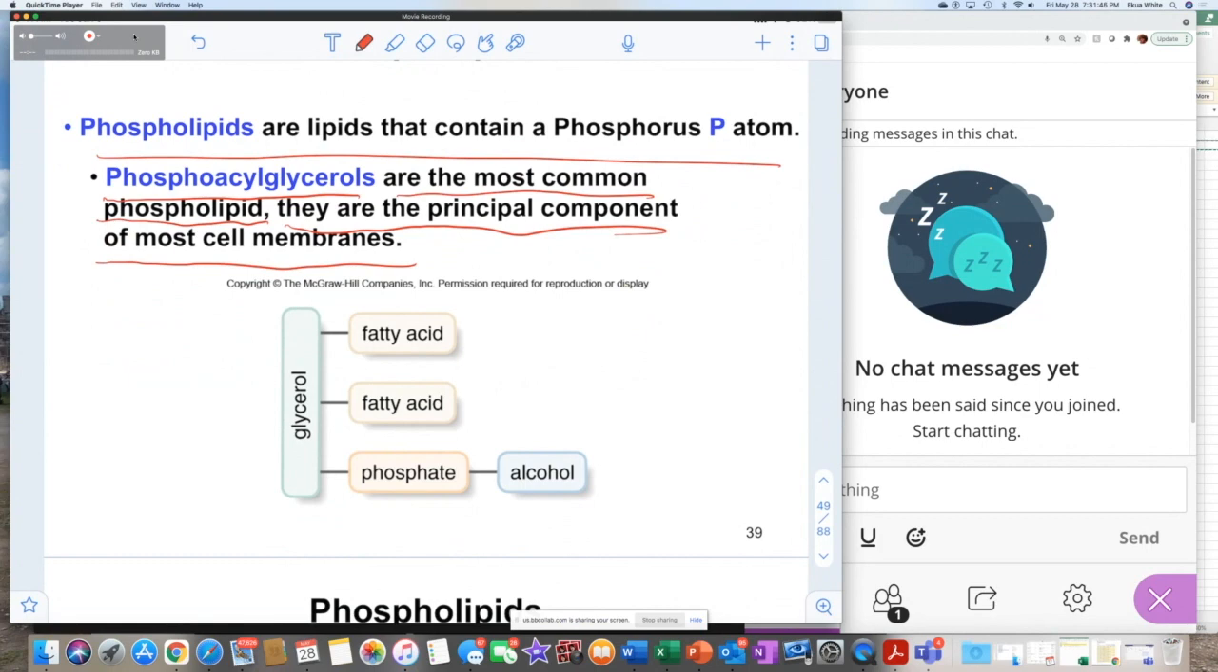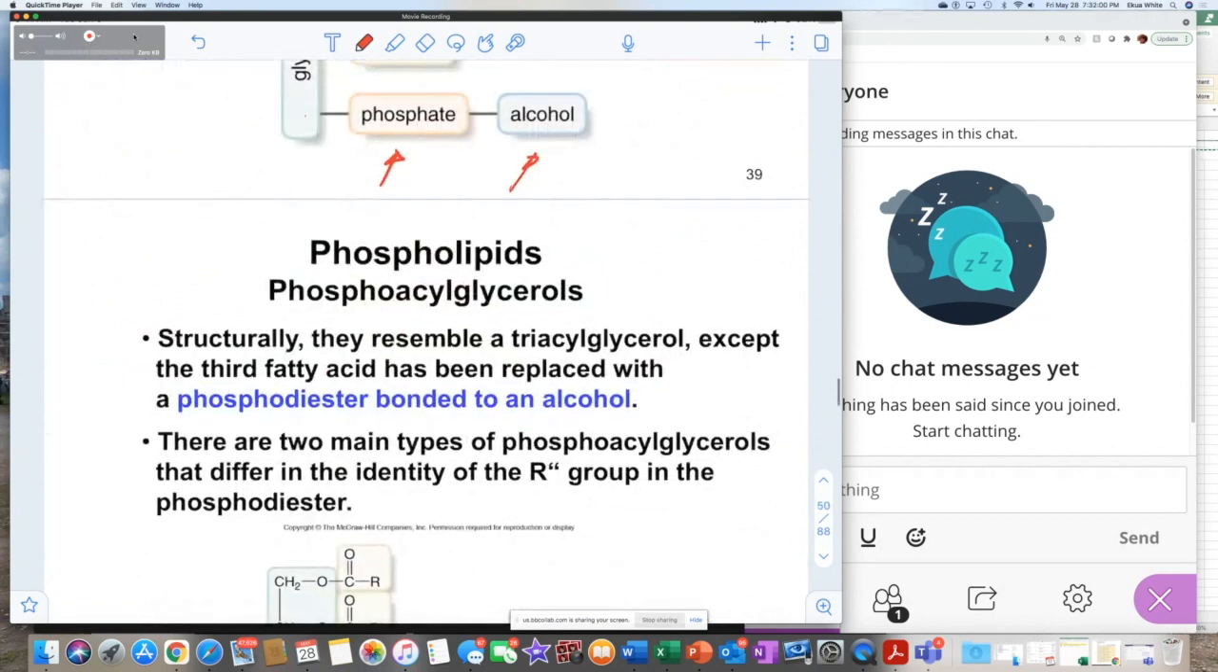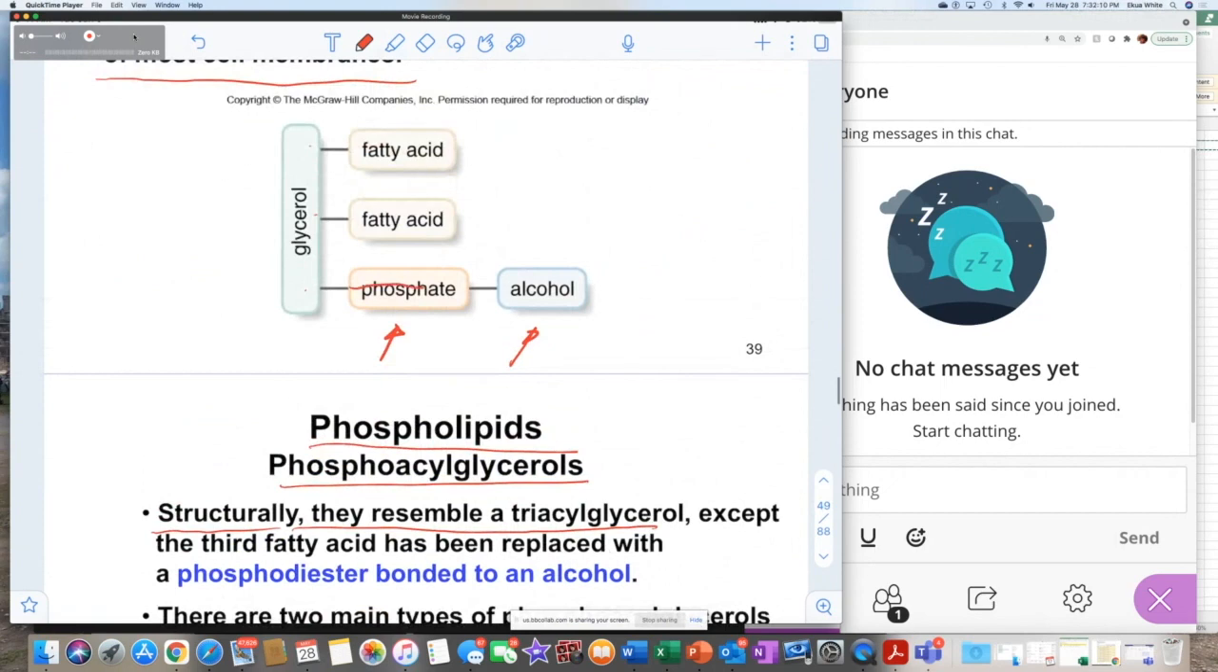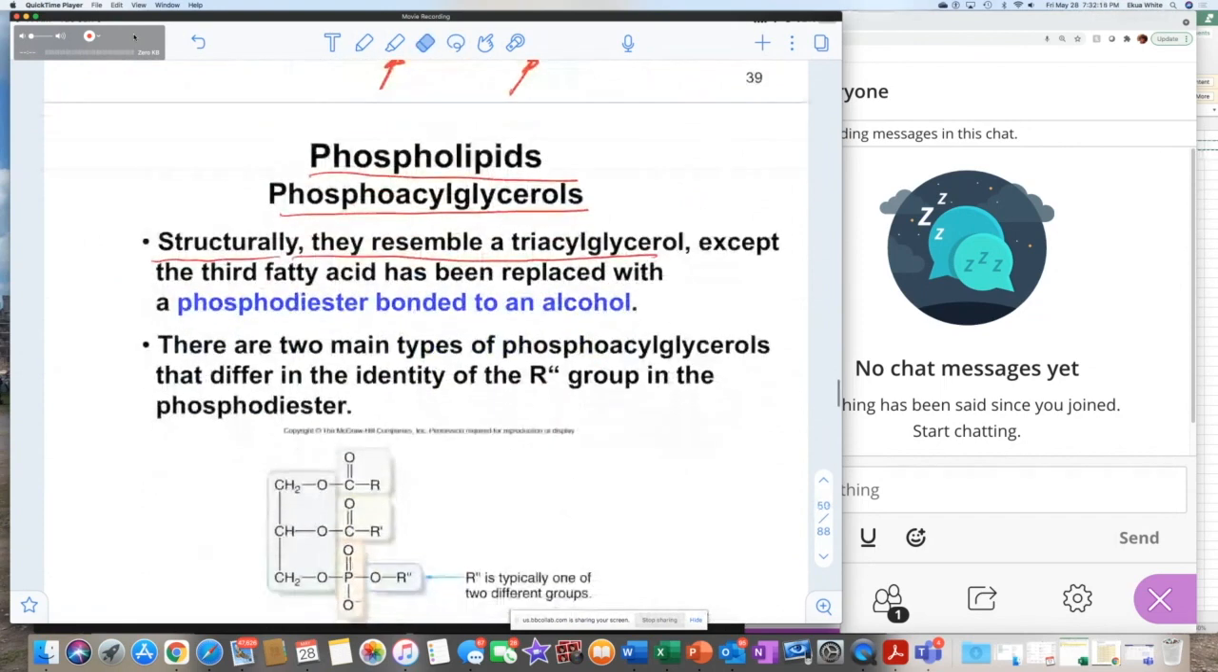And so the chemical component of phospholipids is you have the glycerol right here, triacylglycerol, and then one of the fatty acids is replaced by phosphate and an alcohol. So structurally, phosphoacylglycerols or phospholipids resemble a triacylglycerol, right? You see that, right? If we had replaced this right here with a fatty acid, we would essentially have a triacylglycerol. So that's why fats are an important part of your body and your diet.